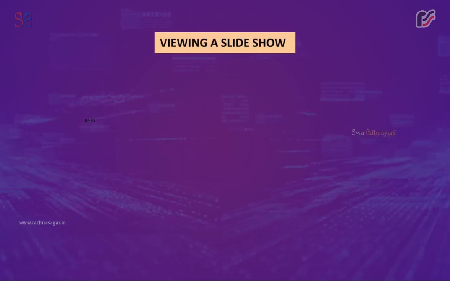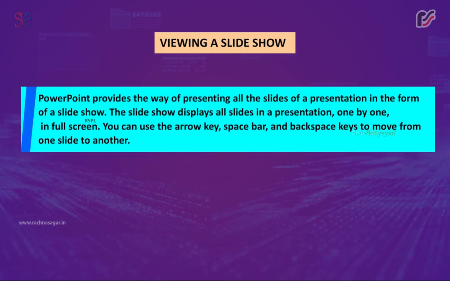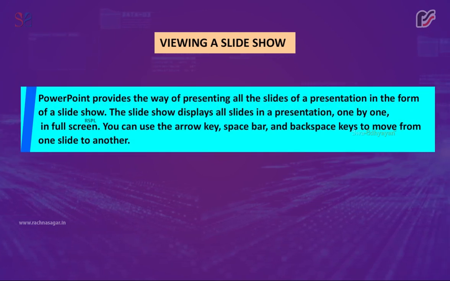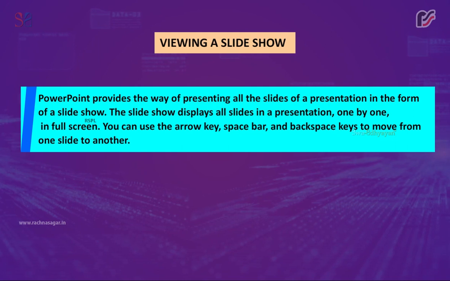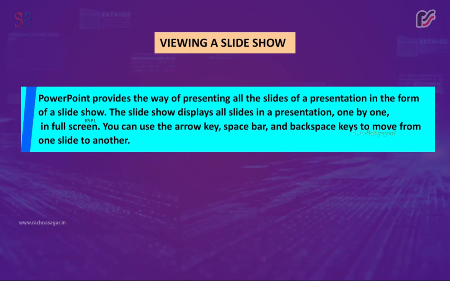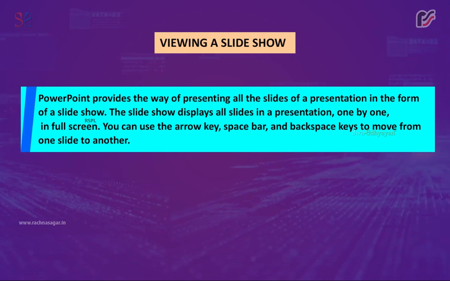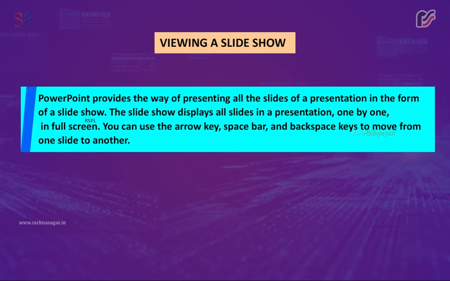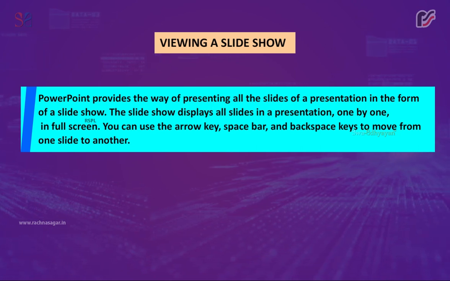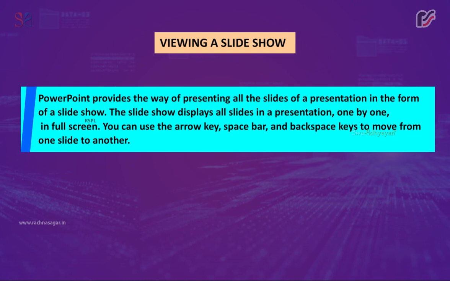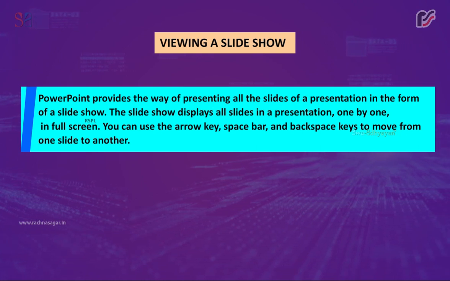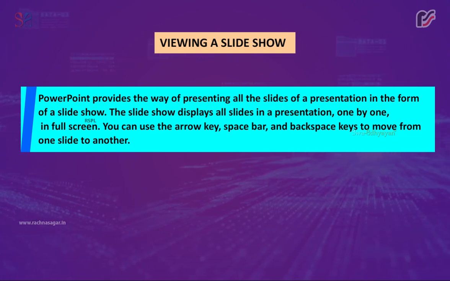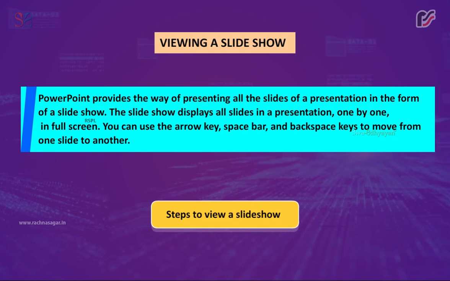Viewing a slideshow. PowerPoint provides a way of presenting all the slides of a presentation in the form of a slideshow. The slideshow displays all slides in a presentation one by one. In full screen, you can use the arrow keys, space bar, and backspace keys to move from one slide to another. Steps to view a slideshow.